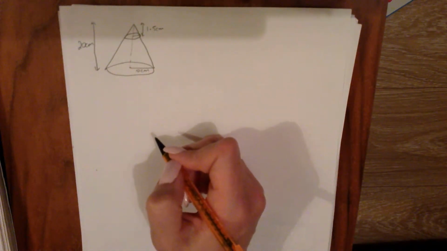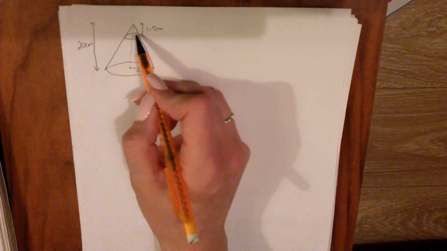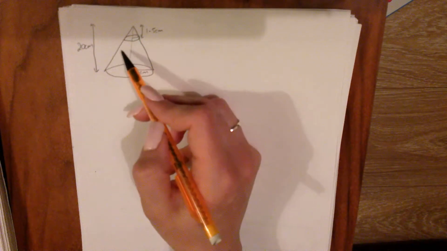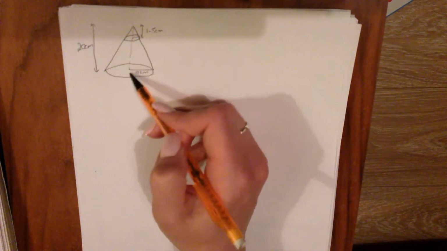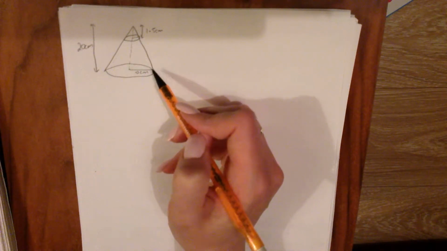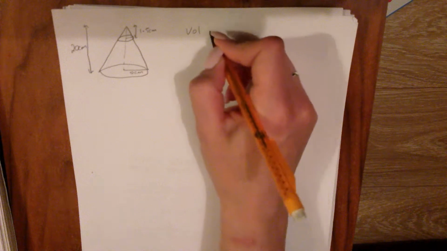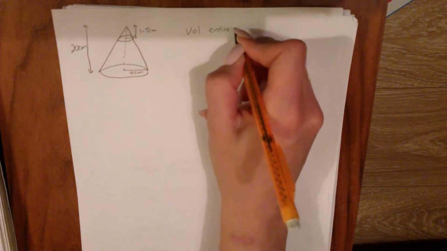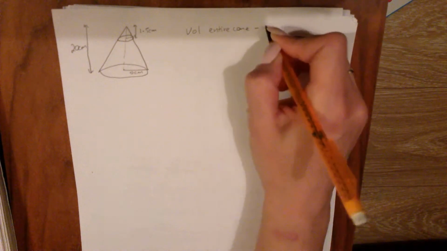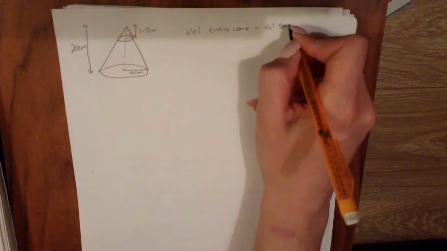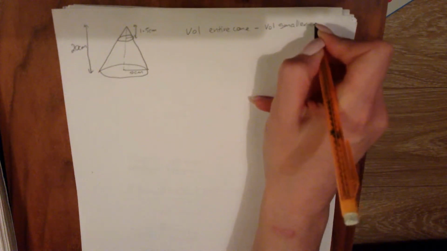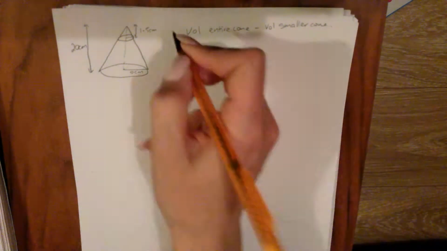So this smaller cone here gets cut off the top, and they want you to calculate what the volume is of what's remaining. So the only way to do that is to get the volume of the entire cone minus the volume of the smaller cone.